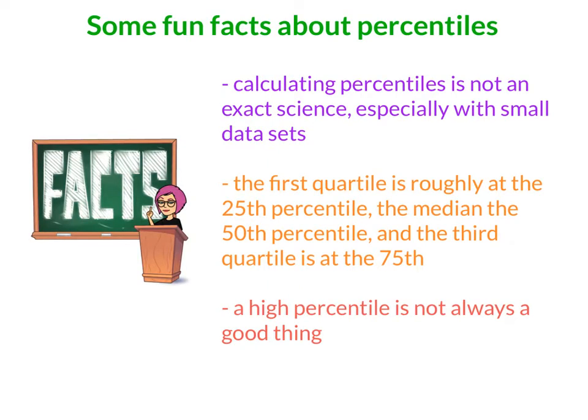So some other fun facts about percentiles that you should try to stick in your hat here. First up, calculating percentiles is not an exact science, especially with small data sets. Also, the first quartile is roughly at the 25th percentile, the median is at the 50th percentile, and the third quartile is at the 75th. Now, keyword being roughly.